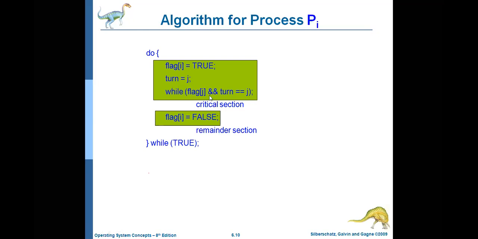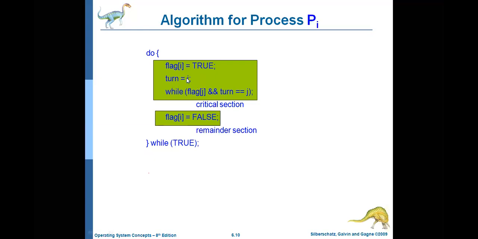Okay. If flag of j is not true, that means flag of j equal to false, but turn equal to j, that means we are giving a chance to process j, but process j is not willing to enter the critical section. That means now we need to give the turn to I. Is it clear or not?